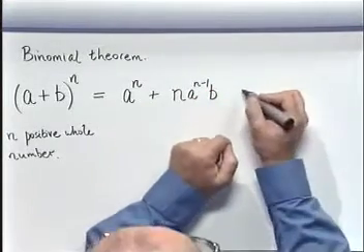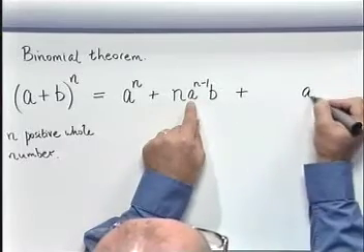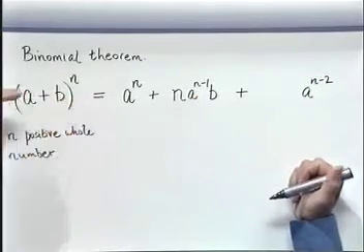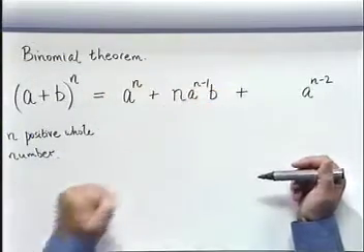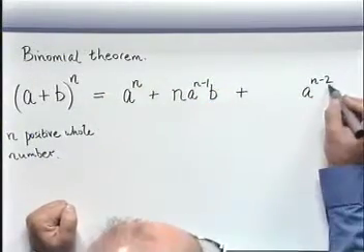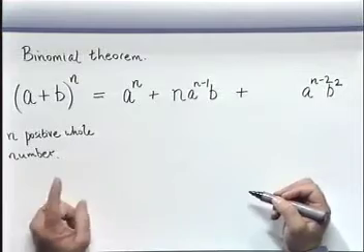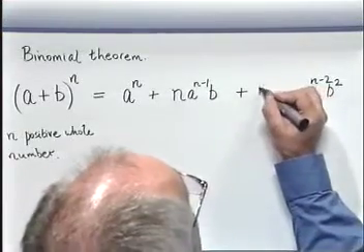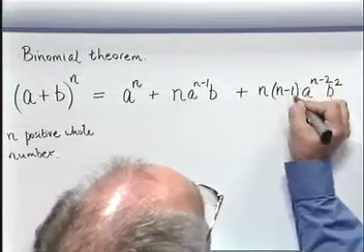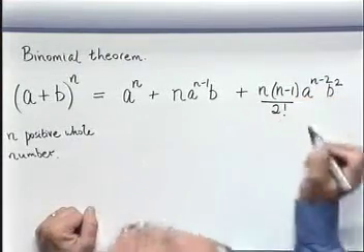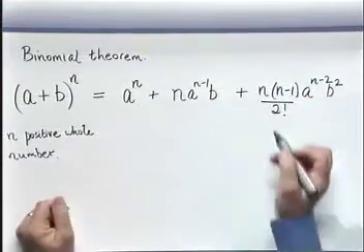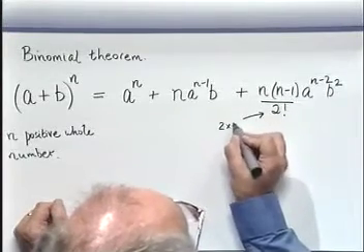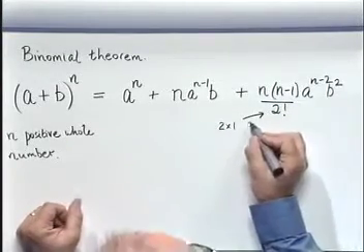The next term has an a to the power n minus 2 in it, along with the line we had before of decreasing the powers, and increasing the power of b will give us a b squared. And the binomial theorem tells us the coefficient to write in here, and the coefficient this time is n times n minus 1 over 2 factorial. Now, in case you don't know what this notation means, 2 factorial means 2 times 1. That's called 2 factorial.